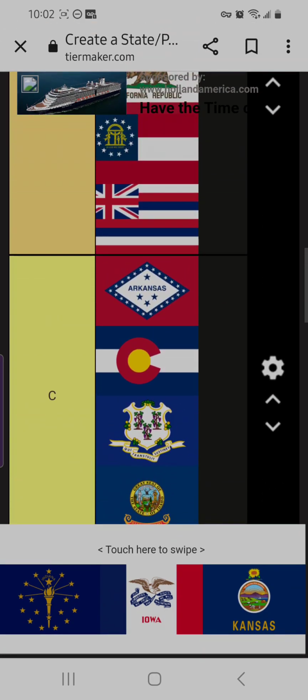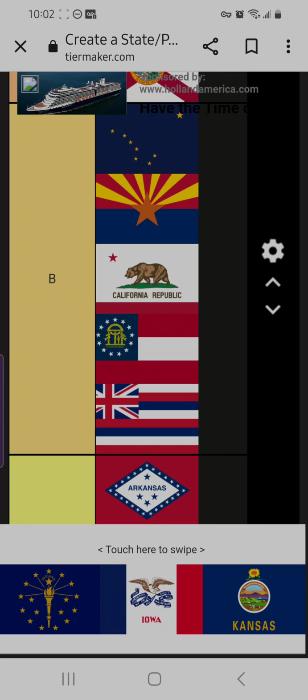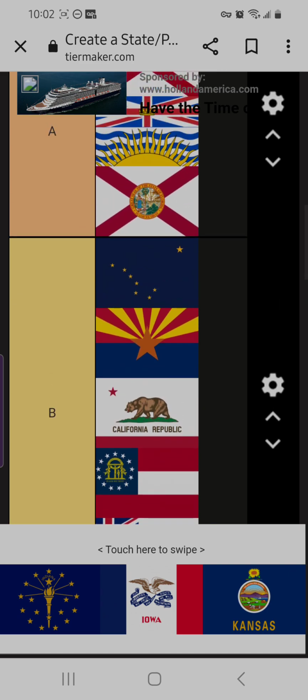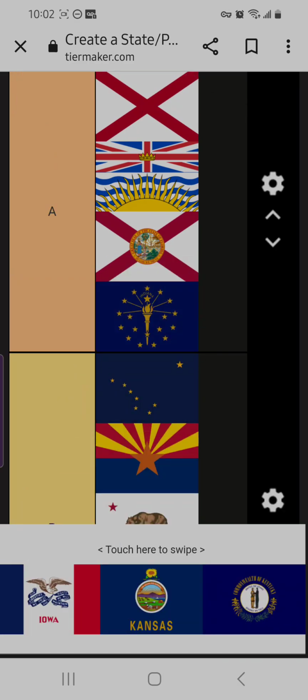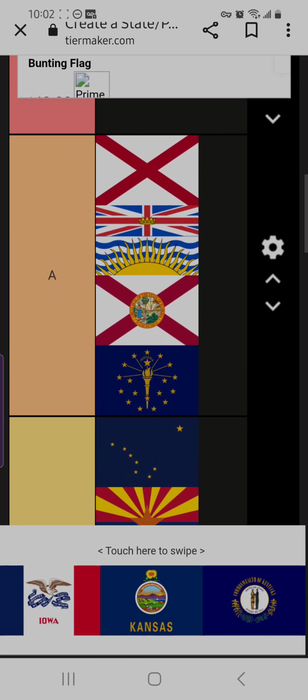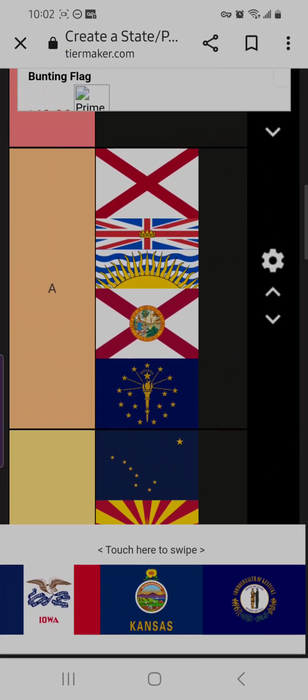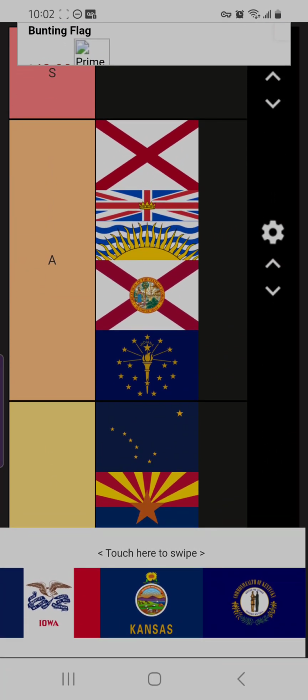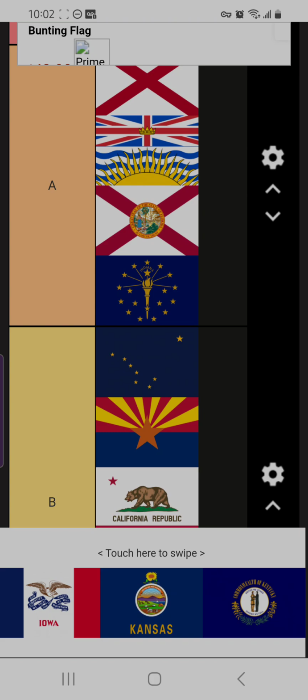Next is Indiana. So Indiana and Alaska's flags are pretty similar, but the only difference is they have a torch in the flag. I do like the torch better than how Alaska uses their flag. So I think it's pretty much a low A tier for me. It's a decent flag. I think it does compared to Alabama, British Columbia, and Florida's flags.